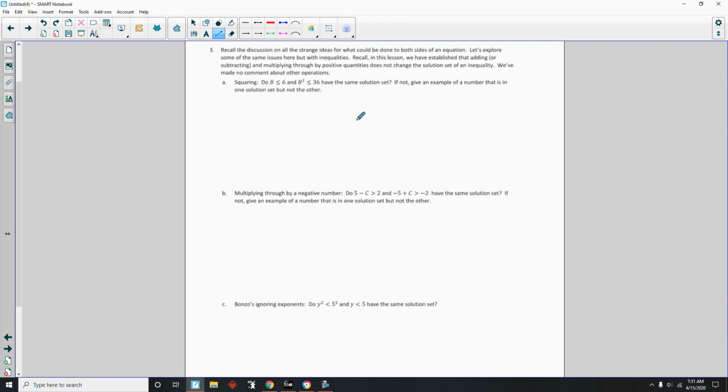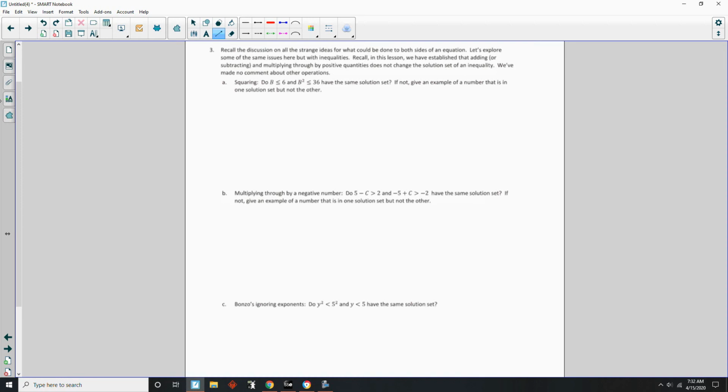So part A is going to look at squaring. Do capital B is less than or equal to 6 and capital B squared less than or equal to 36 have the same solution set? If not, give an example of a number that is in one solution set but not the other.